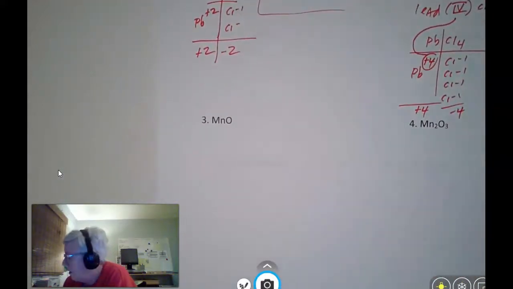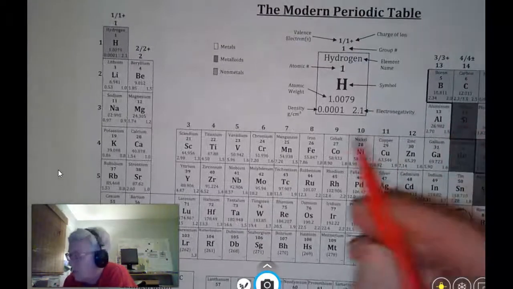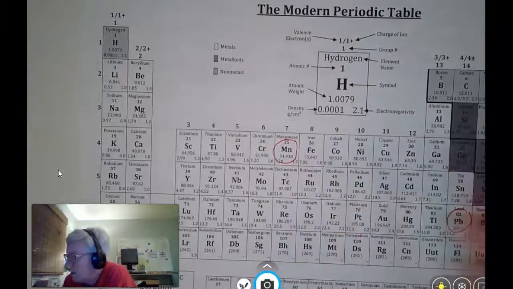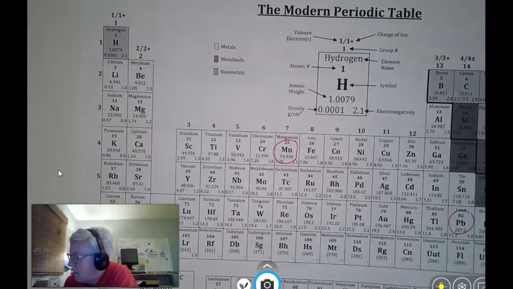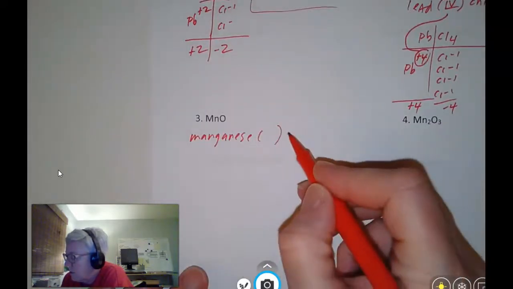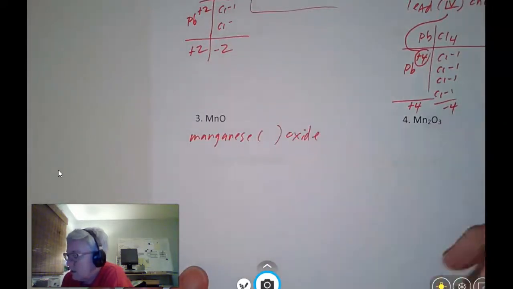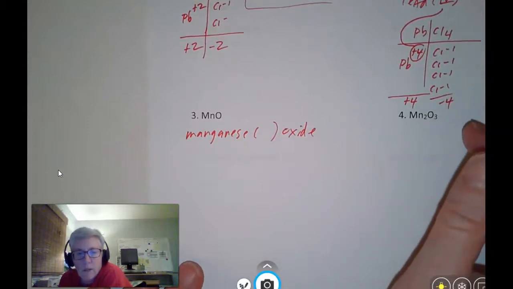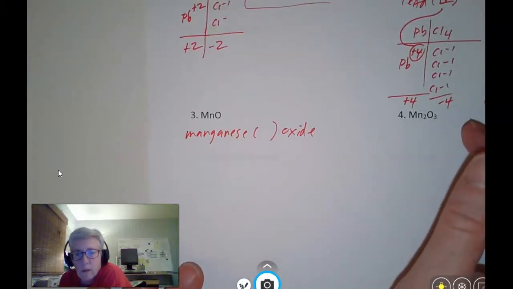All right, Mn is right here in the first row of the transition metals. So I know now that I need to have a Roman numeral in the name. That's manganese. So this is going to be manganese, some Roman numeral, oxide. Oxygen, when it becomes an ion, is called oxide.